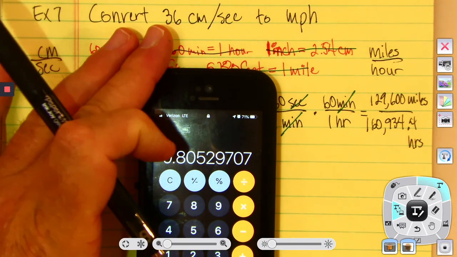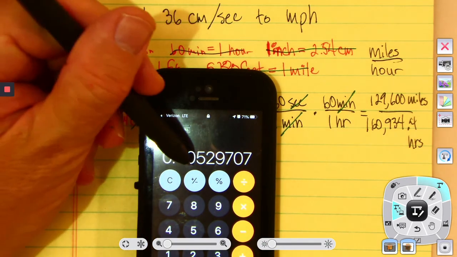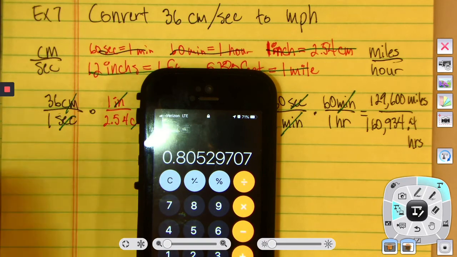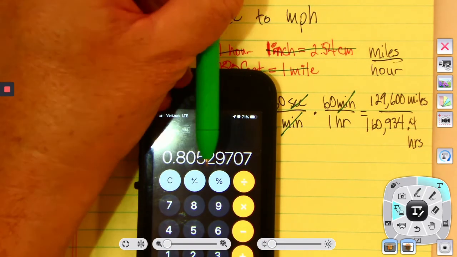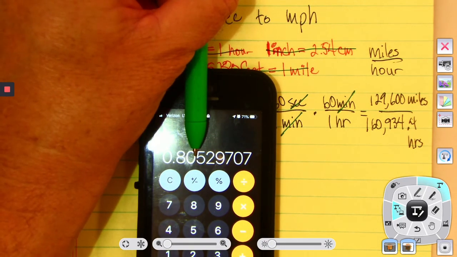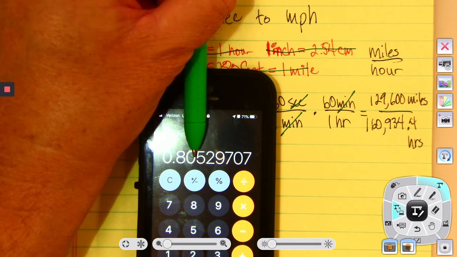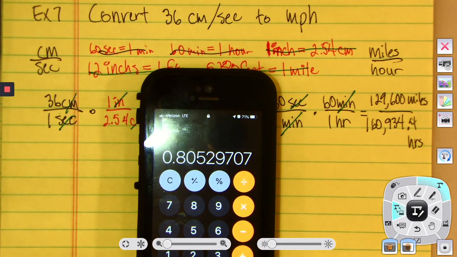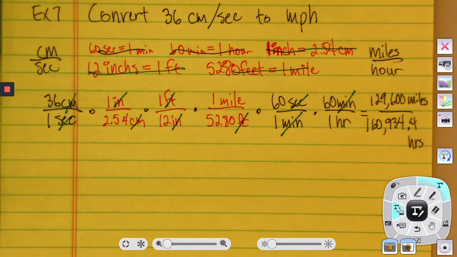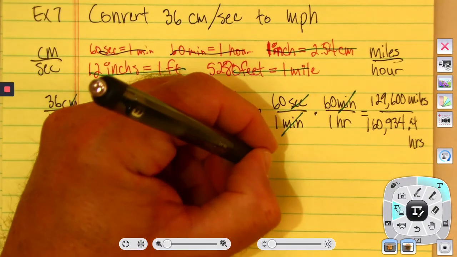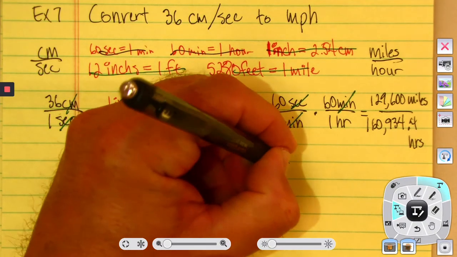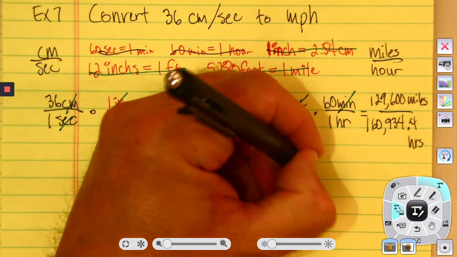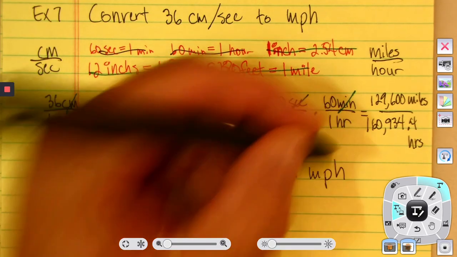And so I'm going to get 0.80, and remember, I'm rounding to the hundredths place. That's the second decimal place. So that 5 tells me to round up. So it's not 0.80, but it's going to be 0.801. So my answer is 0.81 miles per hour.